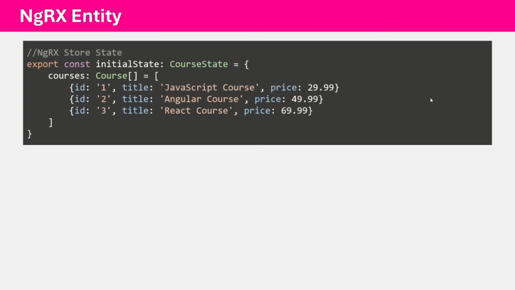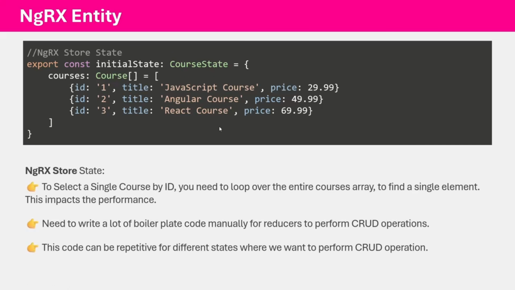So far what we have done is we have created a state and we have initialized it with some initial value. So for example, in our application, we have a courses state, which is initially an empty array. And whenever a new course is added, it gets added to that array. Now here, since we are using an array to store all our courses, it has some disadvantages. First of all, if I want to select a course, I will have to loop over each element of this courses array until I find that course. And this basically impacts the performance of the application.